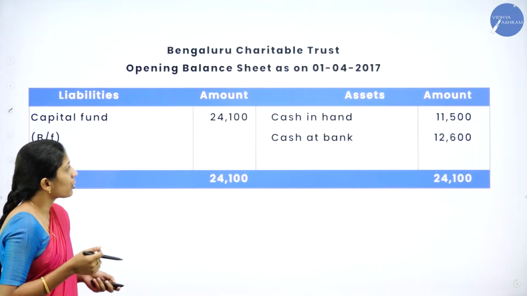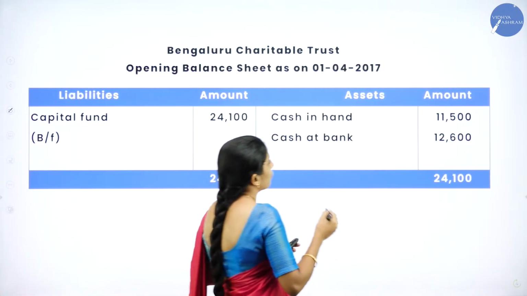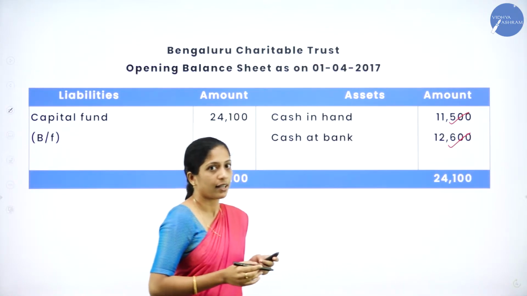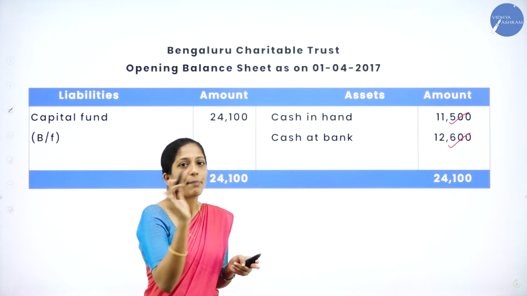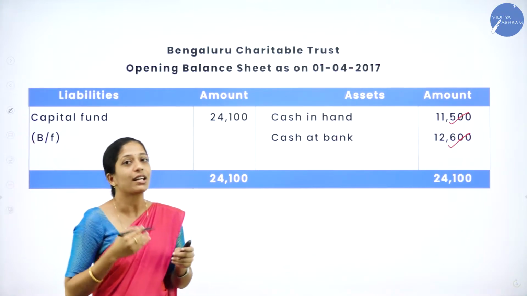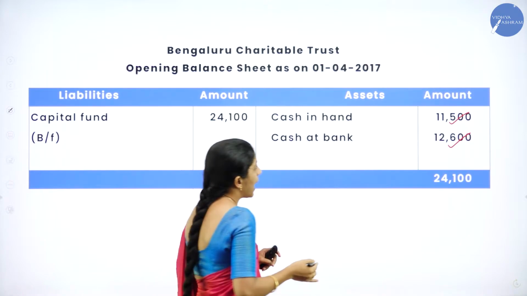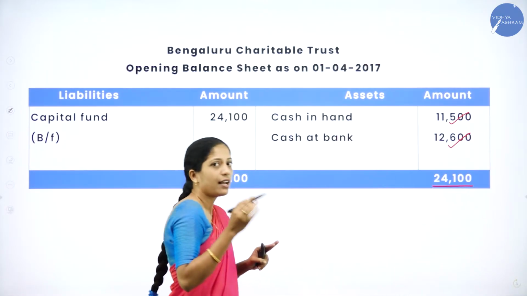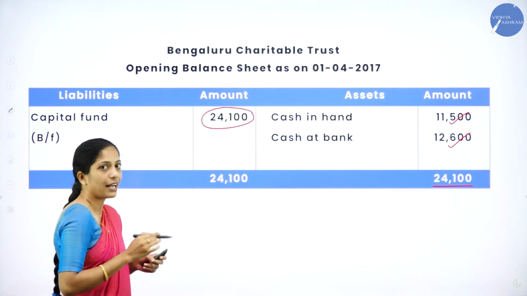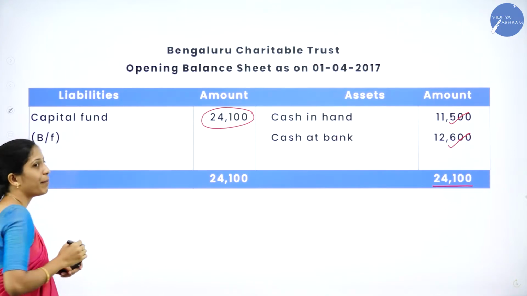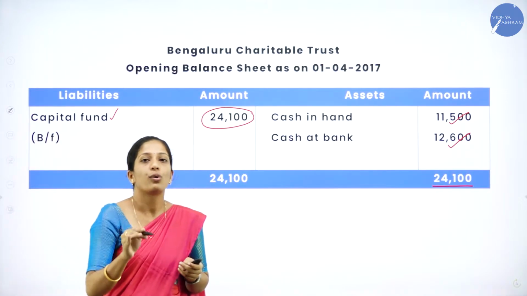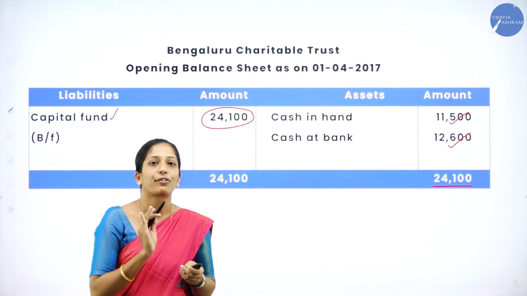So how to record? Cash in hand and cash at bank is an asset. So we are going to record cash in hand 11,500, cash at bank 12,600. Now no more items. Now we have to balance. Our balancing figure is what? Capital fund. So what is the main intention of preparing opening balance sheet? In order to know the capital fund. So when you add the asset side, you will get 24,100. So you will write 24,100 on both sides, and your balancing figure is 24,100. That is nothing but capital fund. So this capital fund has to be taken to closing balance sheet under the liability side of closing balance sheet.